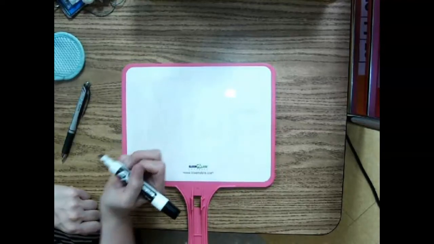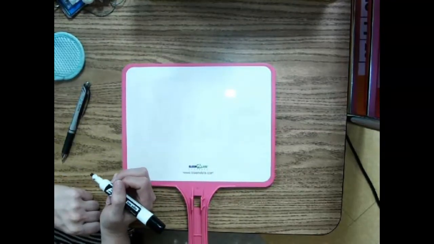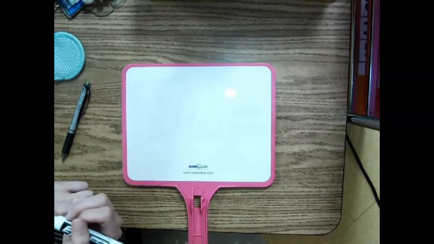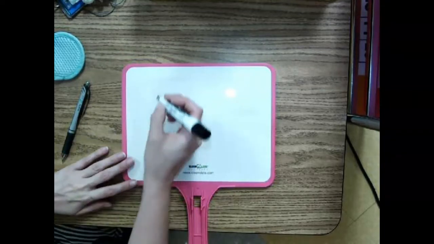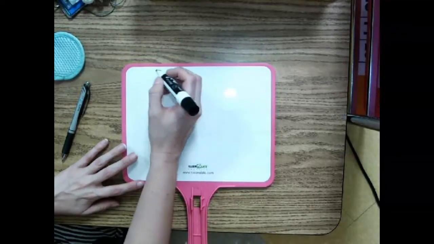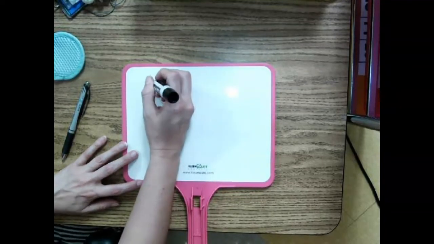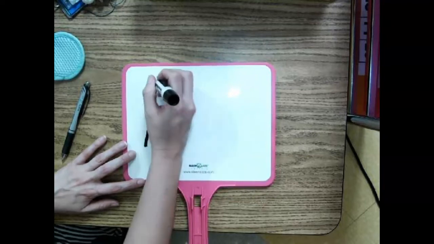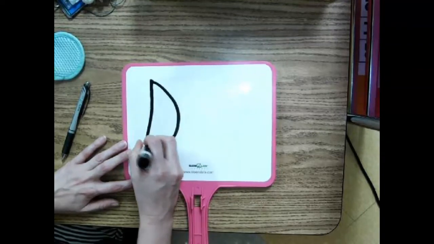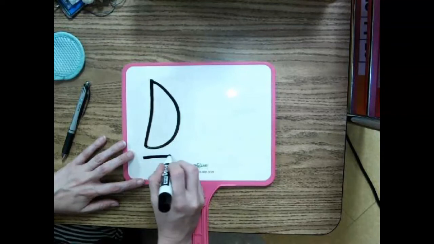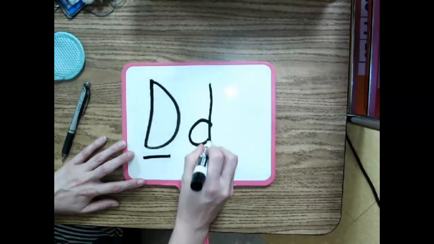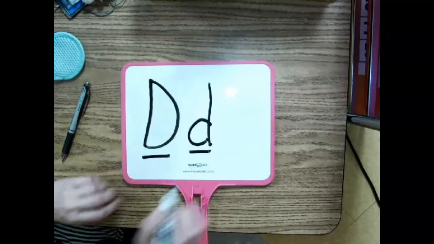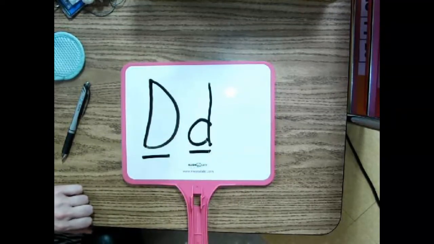Write the letters that make the sound D. You say the sound. D. What's that letter's name? D. Good. Write it with me and say the letter name and sound. Uppercase D says D. Lowercase d says D. Remember, lowercase d can be a little tricky.